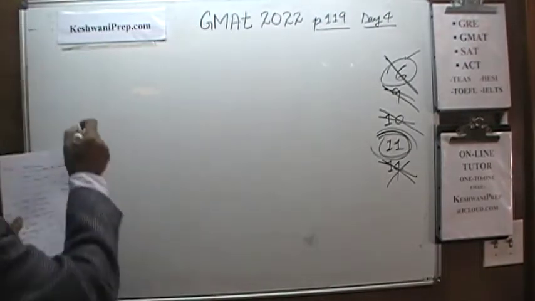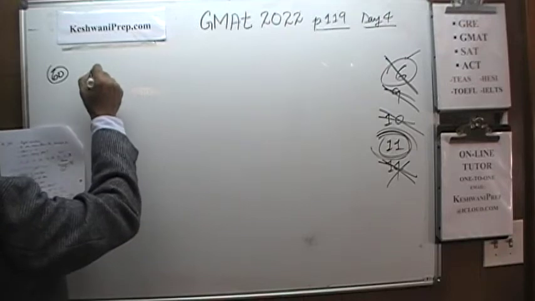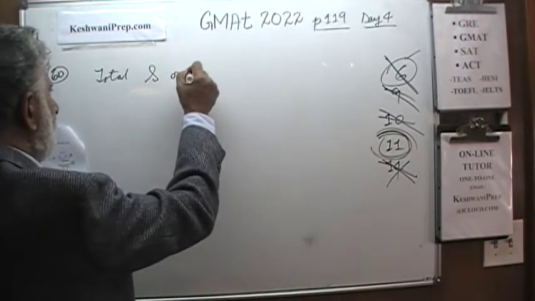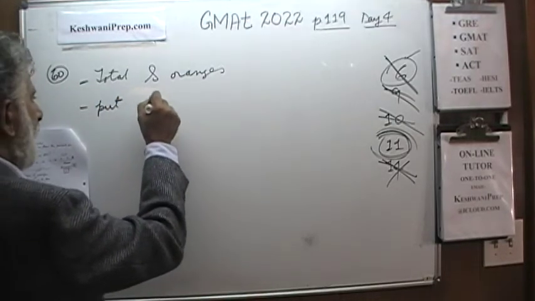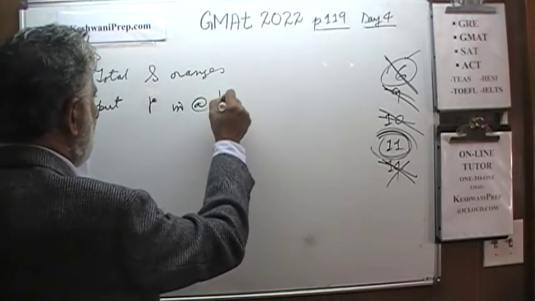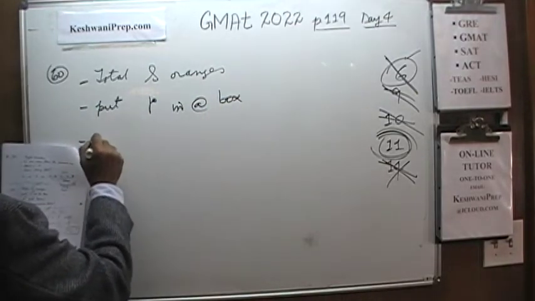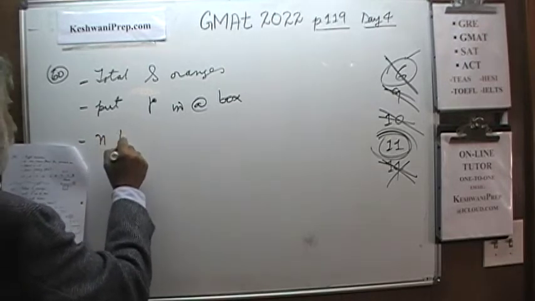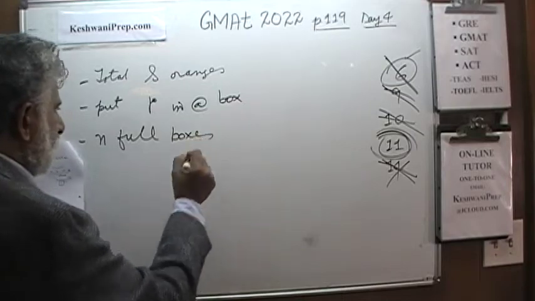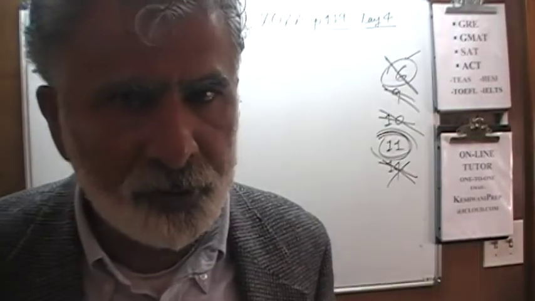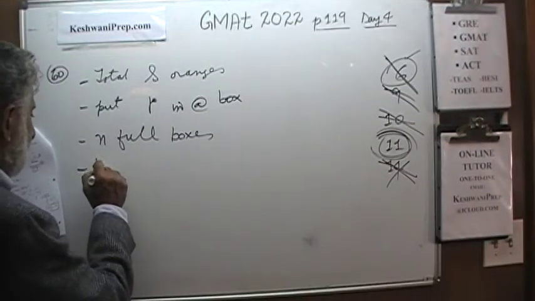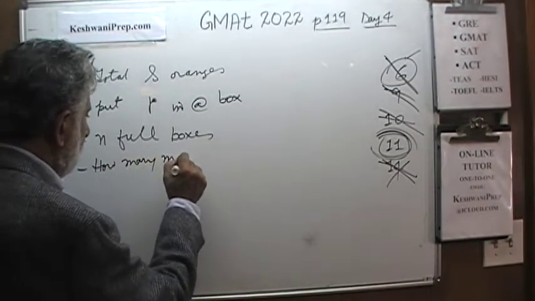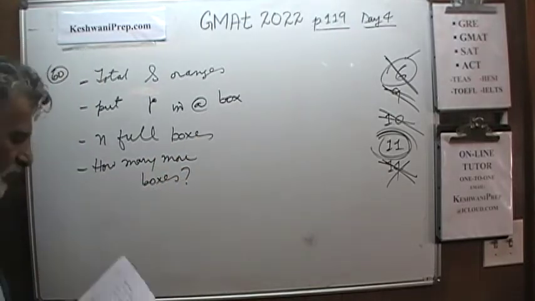In number 60, we are told that we have a total of S oranges. We are going to put R in each box. We already have N full boxes. Each box holds R oranges, and we have a total of S oranges, and we have already filled up N boxes. The question is, how many more boxes are we going to fill?